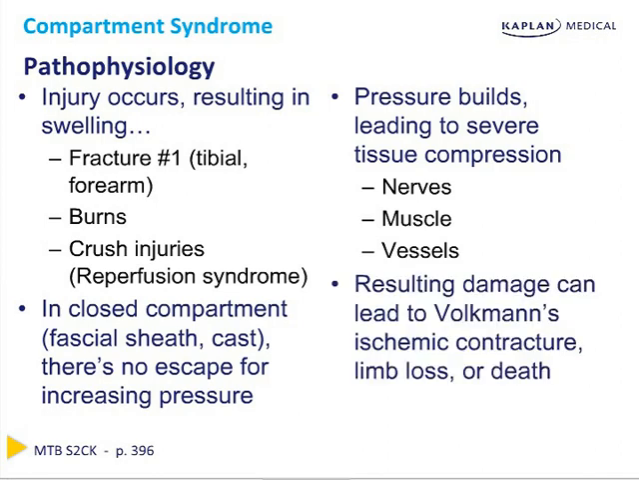In the worst-case scenario, compartment syndrome can lead to the dreaded Volkmann's ischemic contracture, in which blood flow is cut off to the muscles within the compartment, leading to the death of muscle tissue, which is then replaced by fibrous tissue that causes contractures of the distal structures. Limb loss and death can also result if the compartment pressure is not quickly relieved.